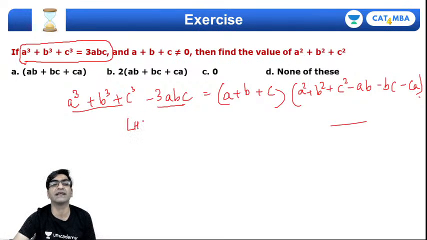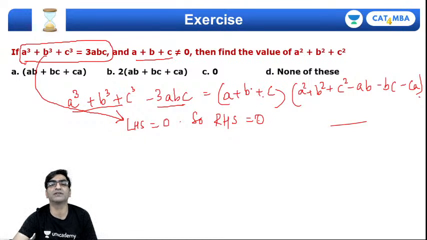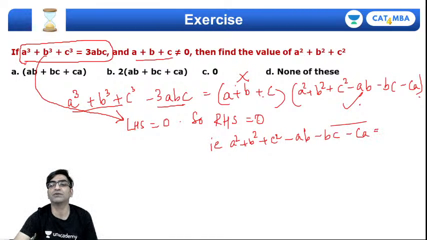This means the left hand side is 0. That's given, right? Because from this step I can conclude that the left hand side is 0. So the RHS should also be 0. But in the RHS, A plus B plus C cannot be 0. This part cannot be 0, which means this part must be 0. So A square plus B square plus C square minus AB minus BC minus CA must be equal to 0.